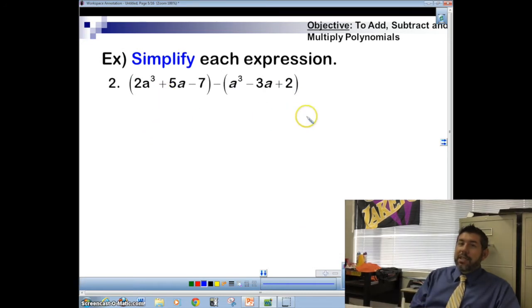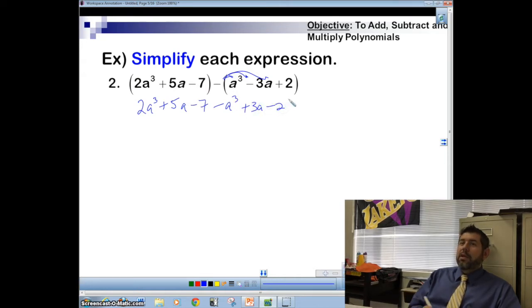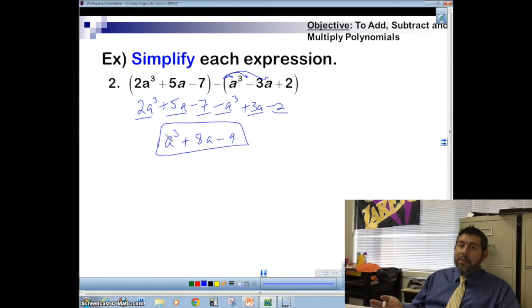Simplify each expression. Actually, this is a little bit different. You want to make sure that you take that negative here and you distribute that negative into this parentheses. So if you see a negative there, you need to get rid of it, get into the parentheses here. So really what we got here is 2a cubed plus 5a minus 7 minus a cubed plus 3a minus 2. Now add like terms. 2a cubed minus a cubed is 1a cubed. 5a plus 3a is 8a. And negative 7 minus 2 is negative 9. That's right. That's all there is to adding polynomials.